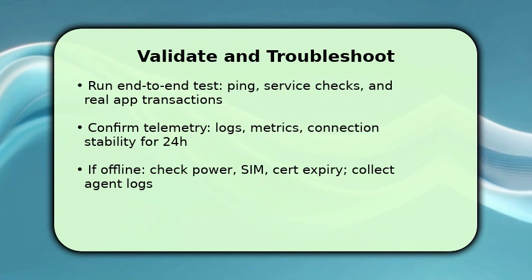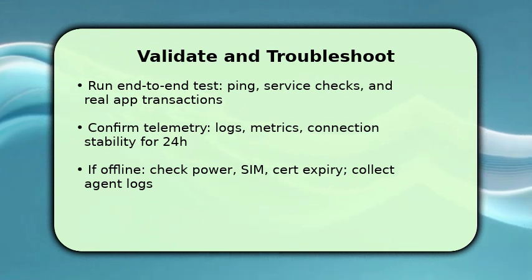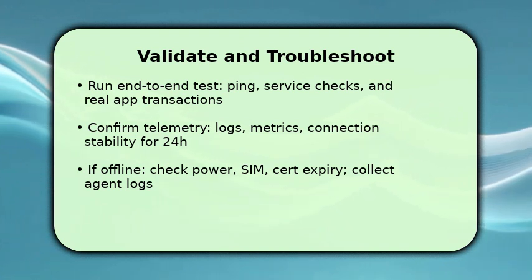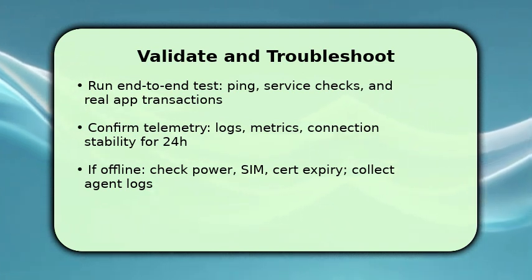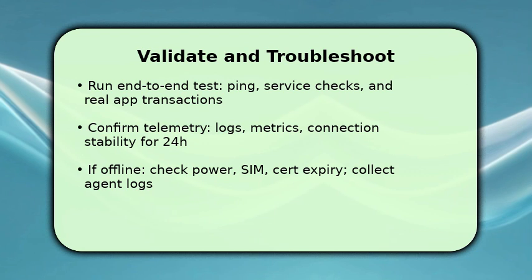If a node goes offline, immediately check power and SIM connectivity, then inspect certificate expiry and agent logs for errors. If needed, revert to the previous firmware or push a hotfix. This targeted approach.